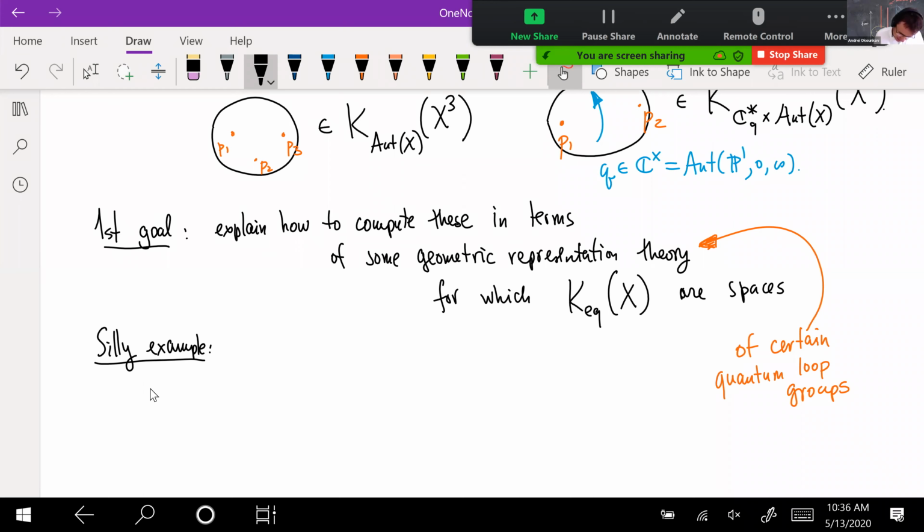So if my X is a two-point space, just really two points, then its K theory, well, K theory of a point is integers because it just remembers the dimension of the vector space, that's all. And then that's two integers.